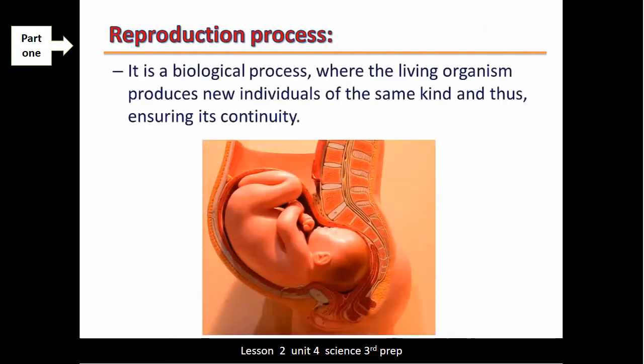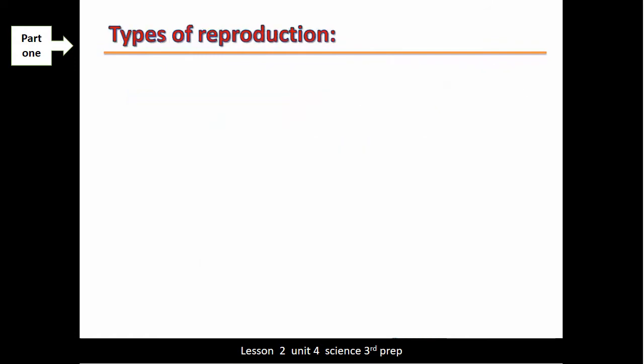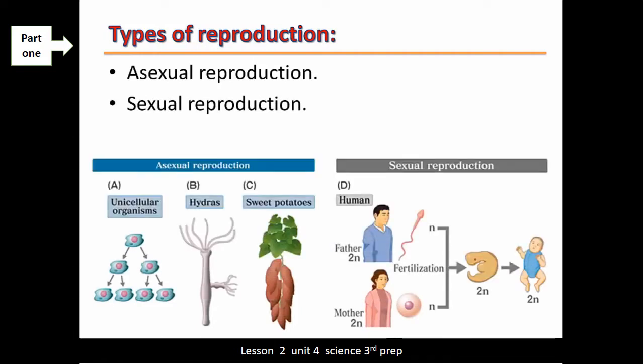Reproduction process. Reproduction process is a biological process where the living organism produces new individuals of the same kind and thus ensuring its continuity. Types of reproduction. We have two types of reproduction. The first one is asexual reproduction. The second type is sexual reproduction.